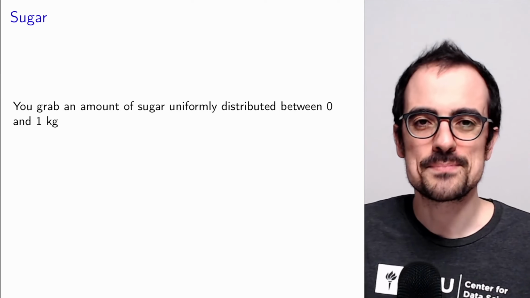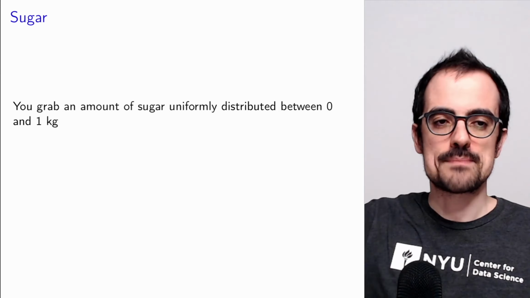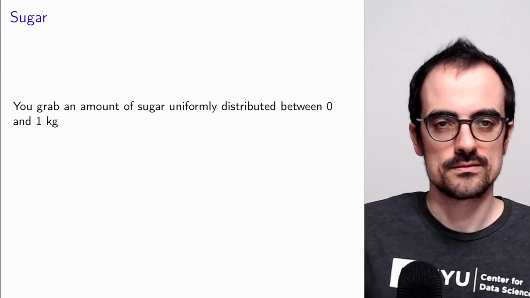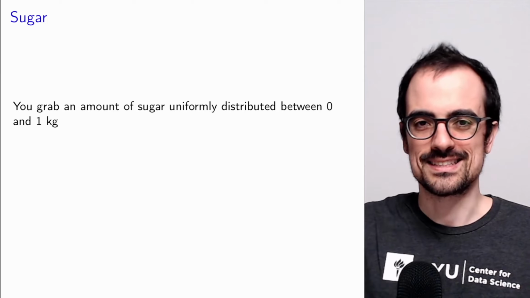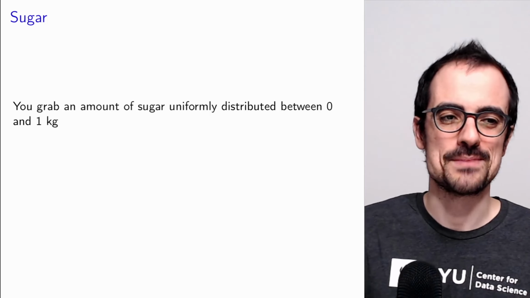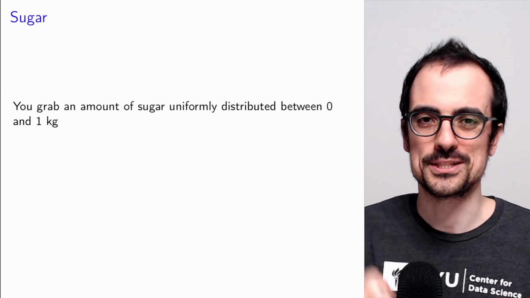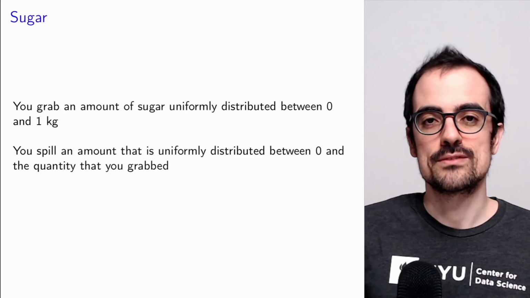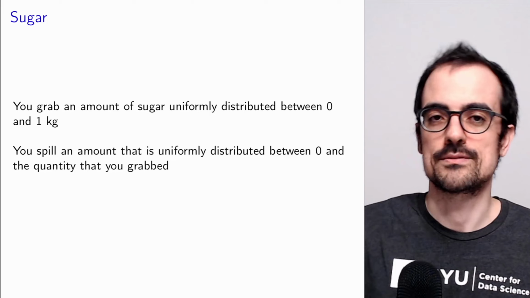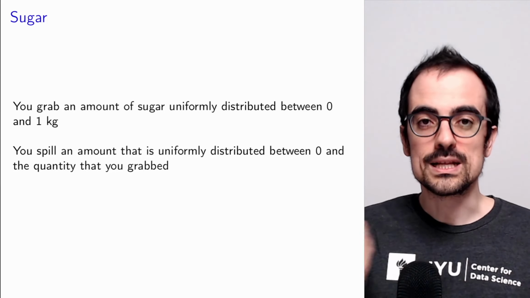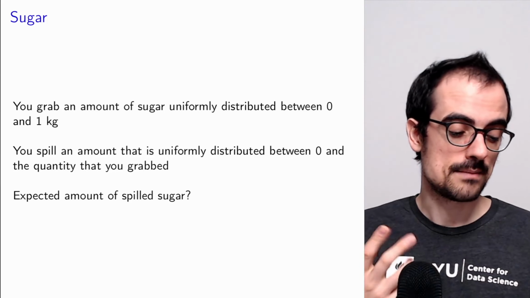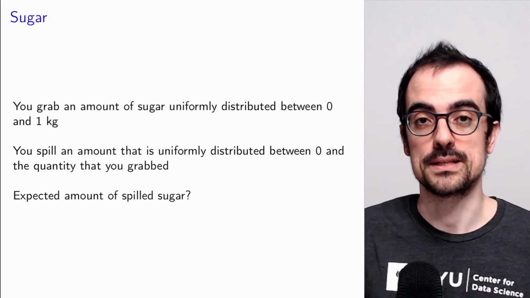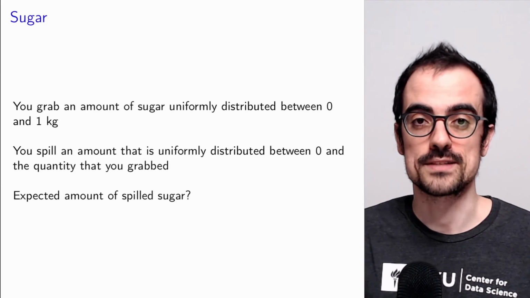Let's do an example. Imagine that we grab an amount of sugar uniformly from a jar or something, and that amount of sugar is between 0 and 1 kilograms. We have pretty big hands. And then we spill an amount that is uniformly distributed between 0 and whatever quantity we grabbed. What is the mean amount of sugar that we have spilled, the expected amount of sugar that we have spilled?